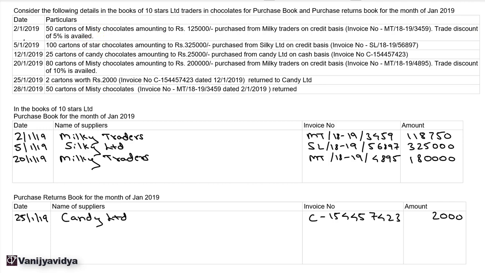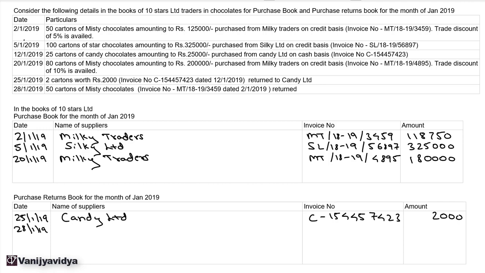So in this case, there was a credit purchase on 2nd Jan 2019 and it is recorded here in the purchase book. 2nd Jan 2019, Milky Traders. We have invoice number and amount here. Now out of this, all the 50 cartons are returned on 20th Jan 2019. So let's record it in the purchase returns book.